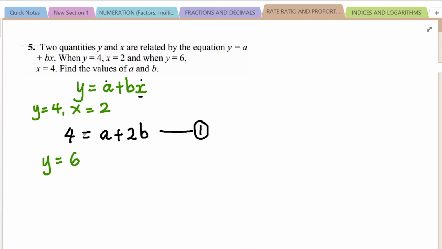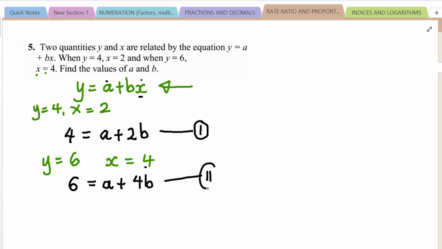Then the same question continues to tell us that when y is equal to 6, x is equal to 4. The value of x is equal to 4. So we shall go ahead and substitute that in the expression above, y is equal to a plus bx. So when y is equal to 6, it is equal to the value of a, which we do not know, plus the value of x, which is 4, so plus 4b. That is the second equation.